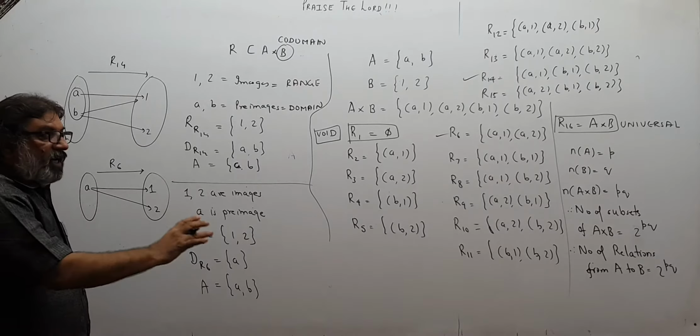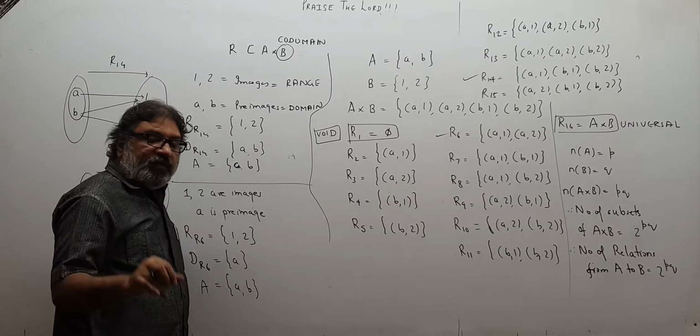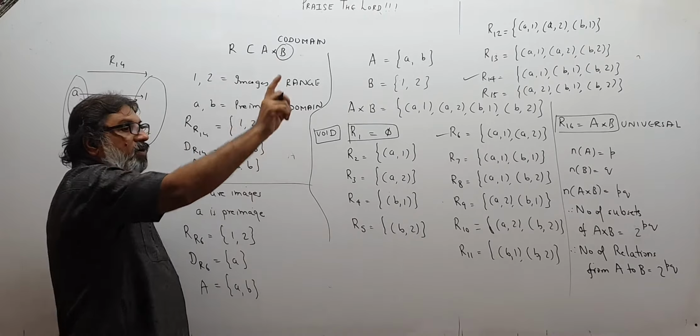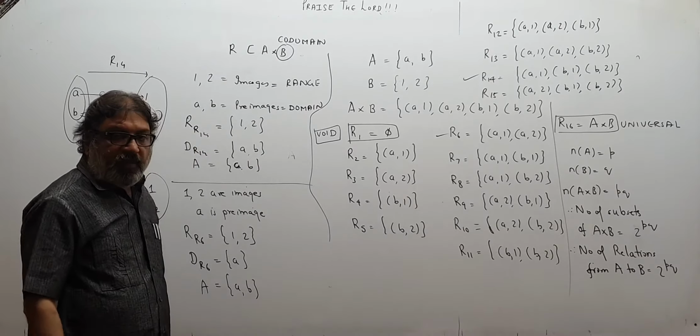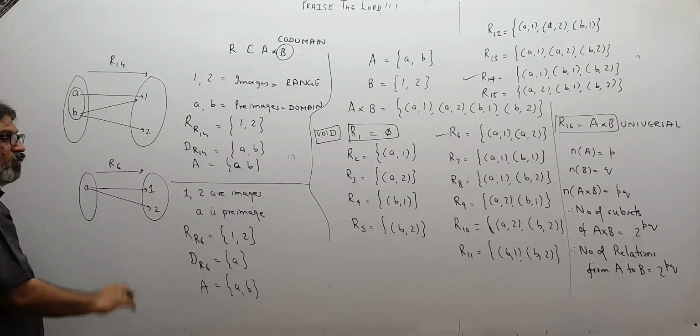For all the relations obtained from A cross B, the codomain will always be the second set, but the first set need not always be the domain. We will have to see which elements are obtained, which is corresponding. Here only A was corresponding to 1 and 2.